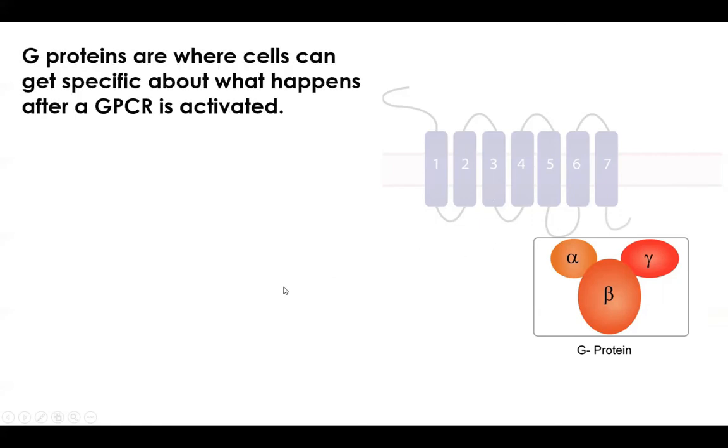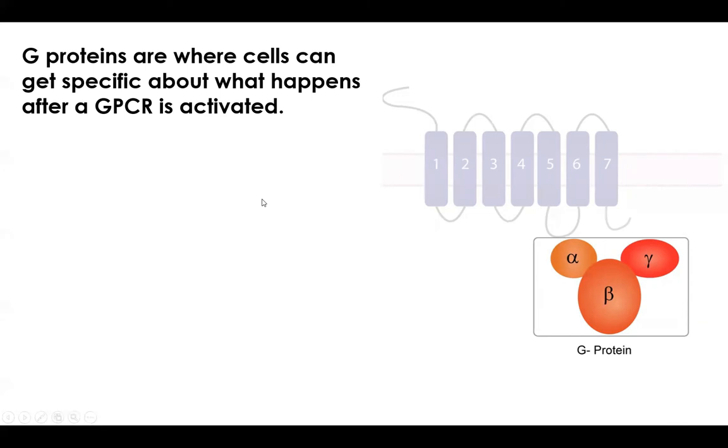The G proteins are going to be the specific part of this transduction pathway where we can start to get extra specific about what happens inside the cell. So just after it's inside the cell, this will be our first step after the actual receptor is going to be activated.